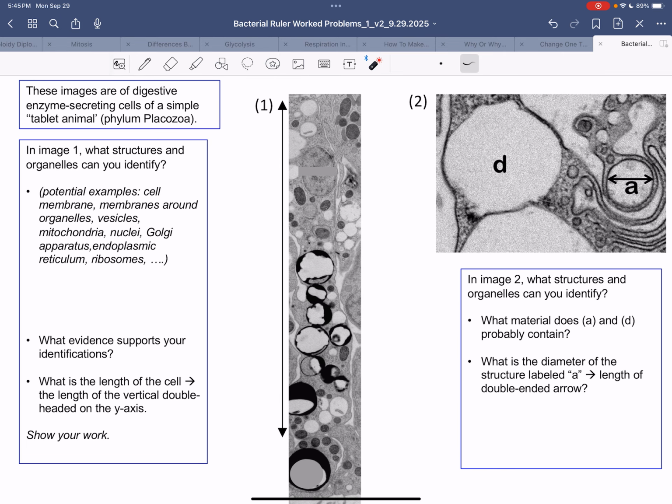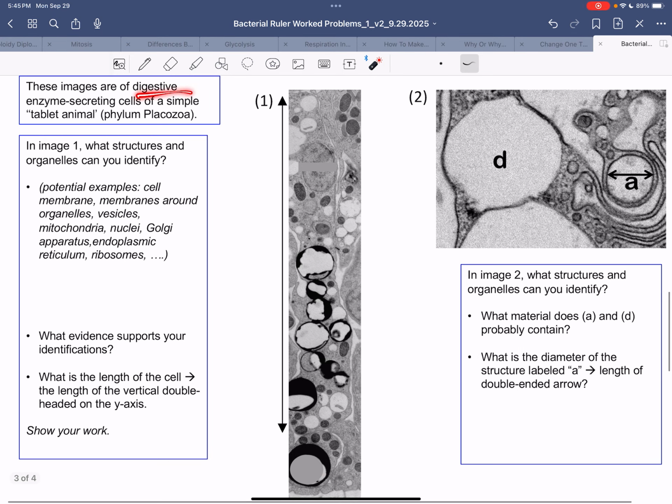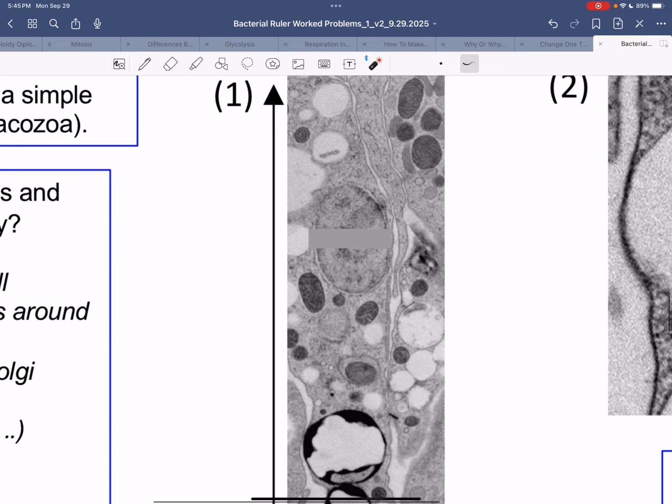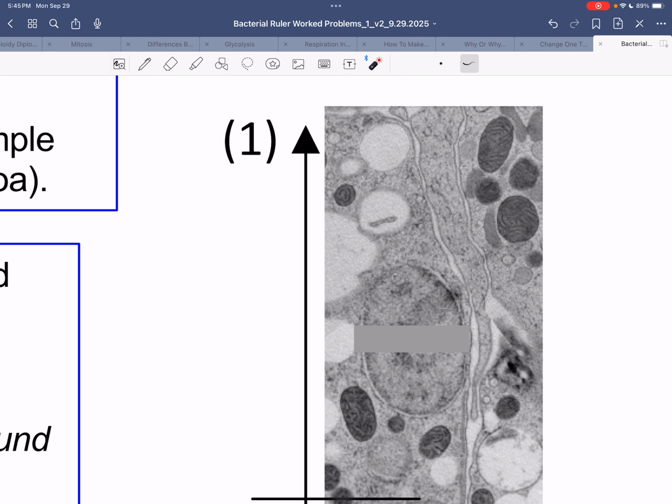Another question. These images are digestive enzyme-secreting cells of a simple tablet animal. It's in the phylum Placozoa. They are very, very simple animals, among the simplest, apart from sponges. But nonetheless, they have cells that are a lot like other cells of animals. So in image 1, this one, what structures and organelles can you identify? So we have to zoom in a bit. And here I'll let you stop the video if you want to see what you can see before I comment on them.